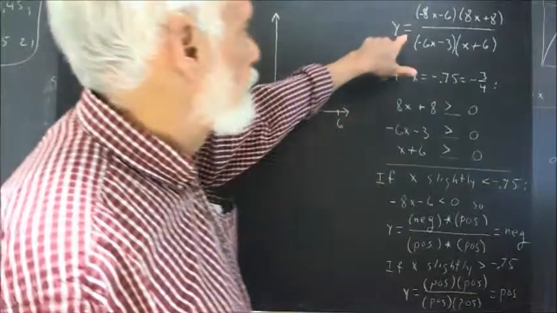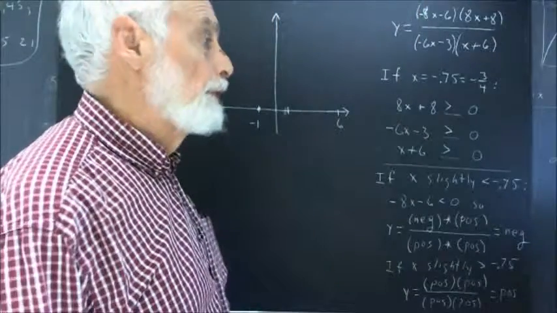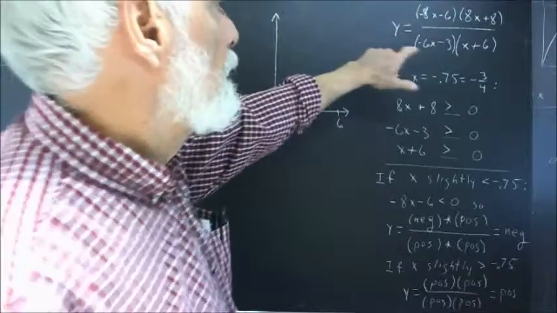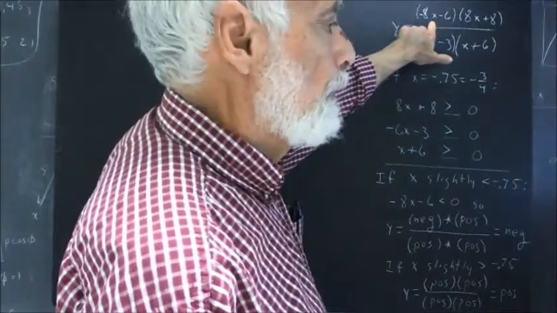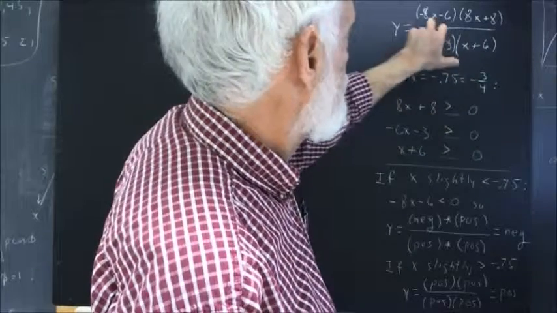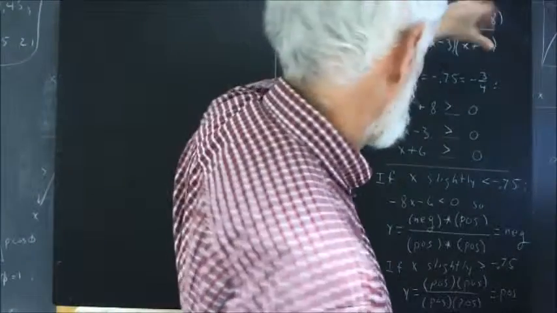Okay, we've got the function y equals negative 8x minus 6, etc. Same function we've been talking about. And we want to ask what happens if x is close to negative 3/4, which is the value that would make this expression 0, and it'd make the whole thing 0.